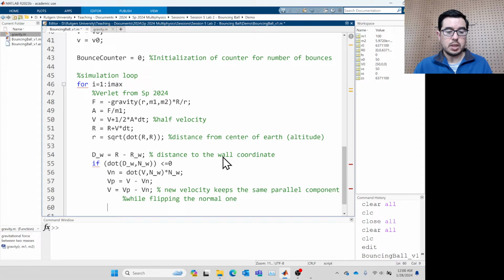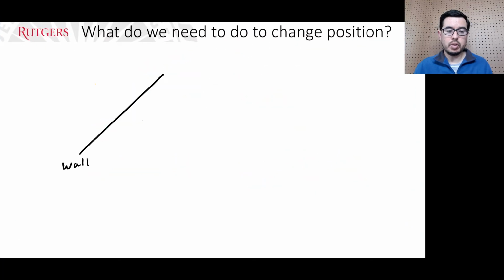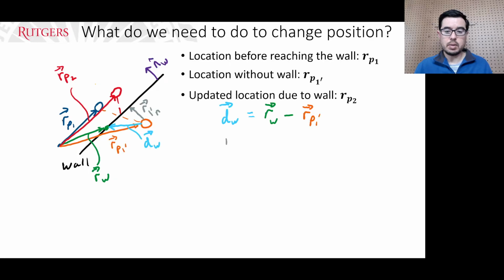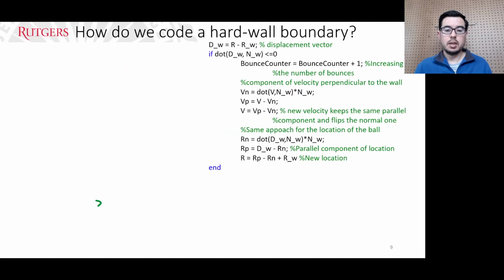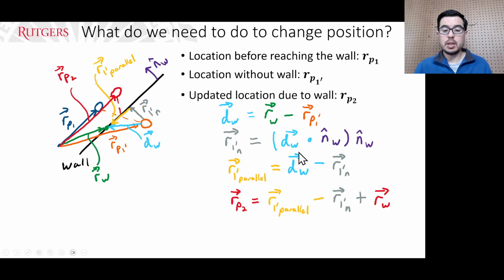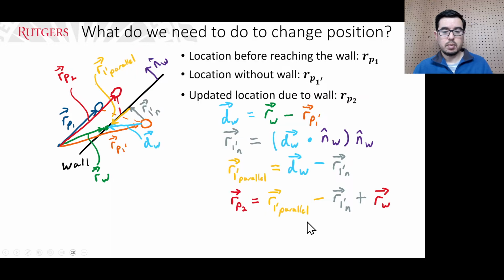How do we update position? Well, we can go back, but I'm not going to go through all this right now to save us some time. That's a multi-step process, and we actually already said how the code should be implemented. We're going to be looking at an Rn, an Rp, and then the new R, so Rp2.